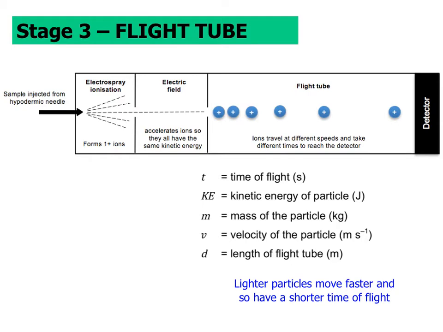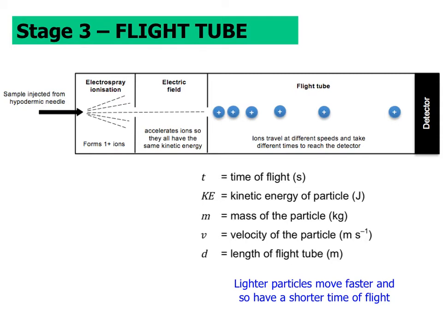Because they've got the same kinetic energy, but they're going to have different masses, because that's what we're determining, aren't we? We're determining the fact that there are these different isotopes, and if there are different isotopes, then they have different masses. Then that will mean that their velocities are different, and if their velocities are different, that will mean the time that they take to travel through the flight tube will also be different, and that's how time of flight. This is the time of flight part of a time of flight mass spectrometer.